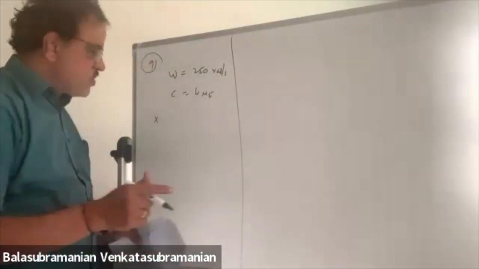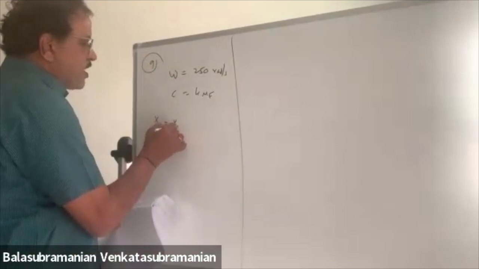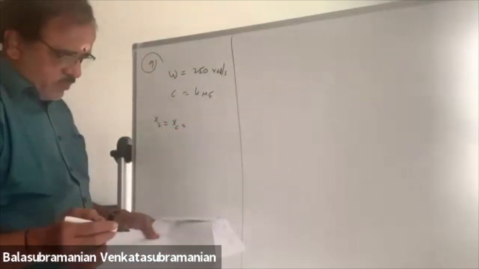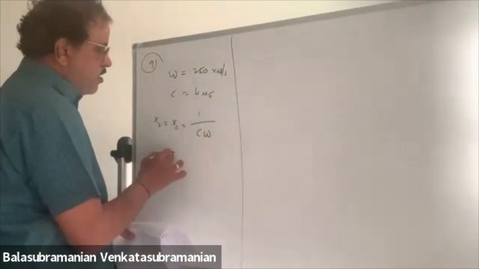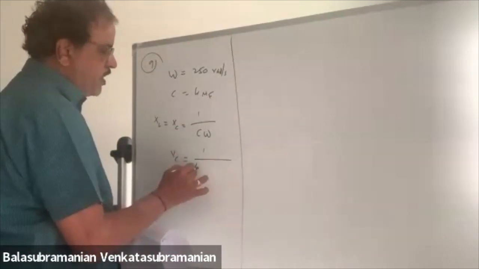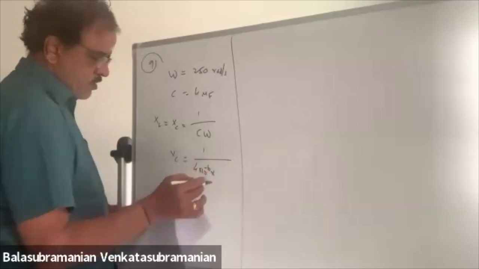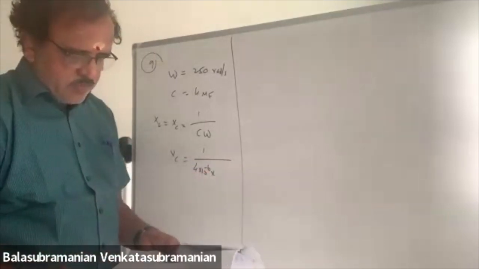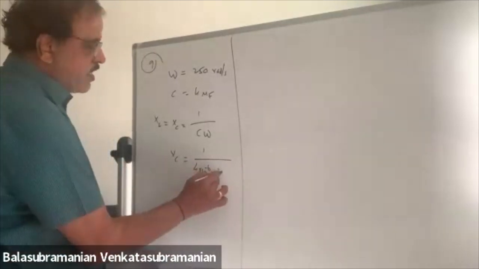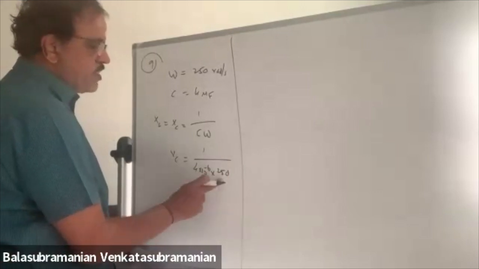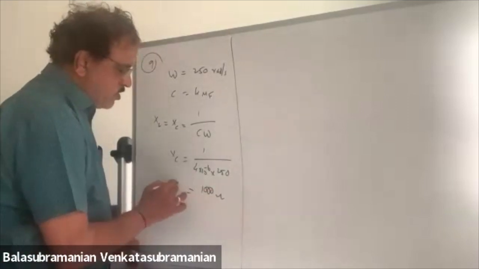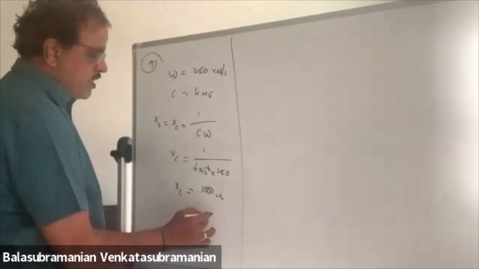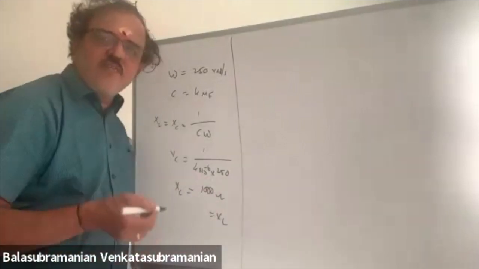Resonant frequency question. So straight away we can write XL is equal to XC, that is equal to 1 by C omega, 1 by 4 into 10 power minus 6 times the omega value, given as 250 radian per second. 4 into 250 is 1000. 1000 into 10 power minus 6 is 10 power minus 3, numerator plus 3. So this is XC. That is equal to XL also. Resonant frequency only question.